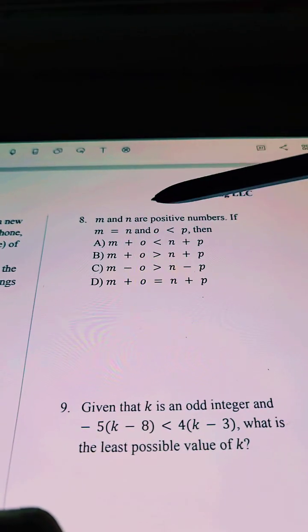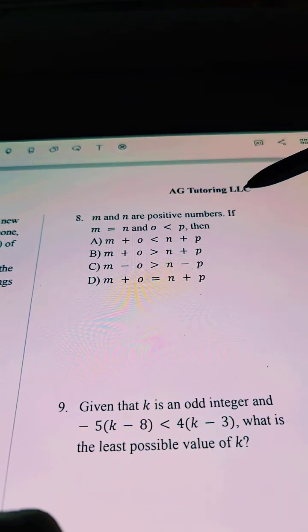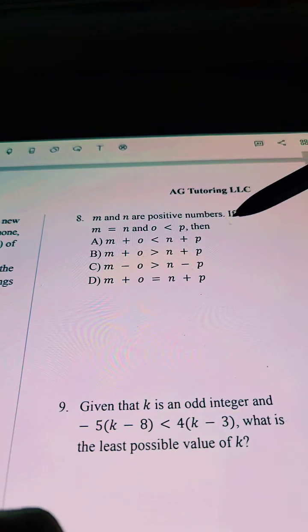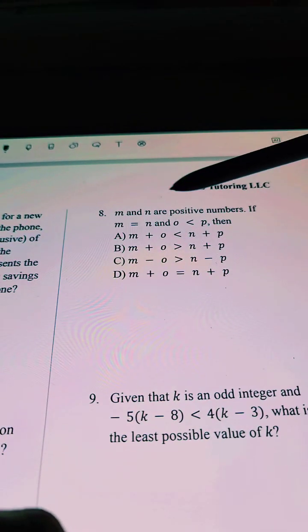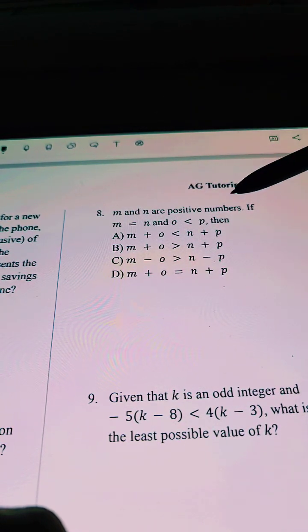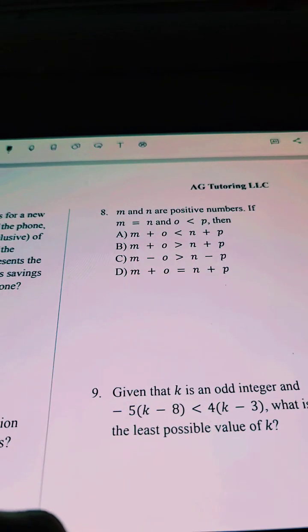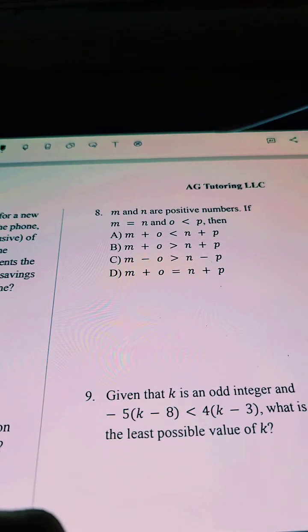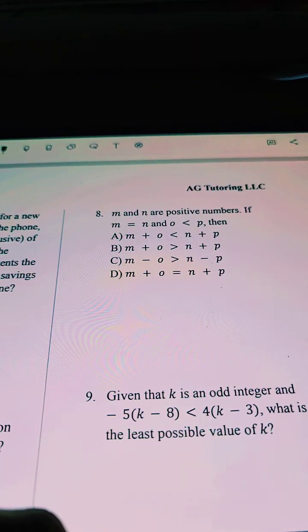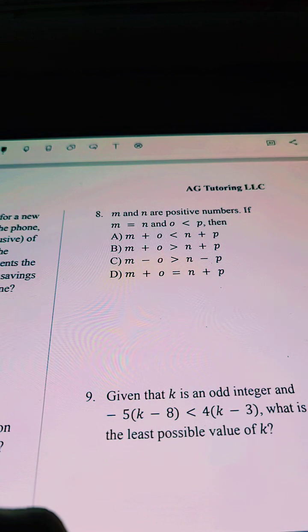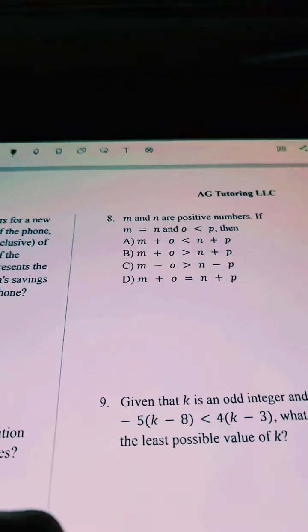Okay, so then let's go to number 8. M and N are positive numbers. If M is equal to N and O is less than P, then, okay, so M and N are, for these types of problems, one thing that you can do, instead of working with hypotheticals, if you're bad at keeping track of that in your head, is you can pretend that you know what the numbers M and N are, and what O and P are, but you're just picking potential numbers that work in the scenario.